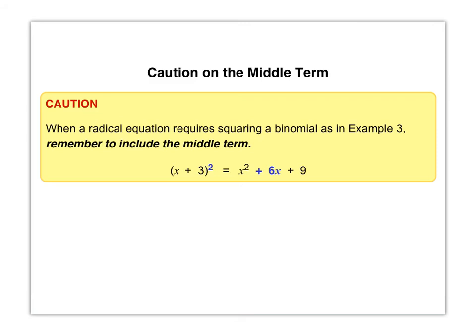Caution on the middle term. When a radical equation requires squaring a binomial, as in the last example, remember to include the middle term. x plus 3, the entire quantity squared. If you work it out using the FOIL method, that middle term is 6x. I've seen too many students make the mistake of just sharing the power. Don't make that mistake. Really take your time to write x plus 3, the whole quantity squared, as x plus 3 times x plus 3, and use the FOIL process to make sure you have that middle term.